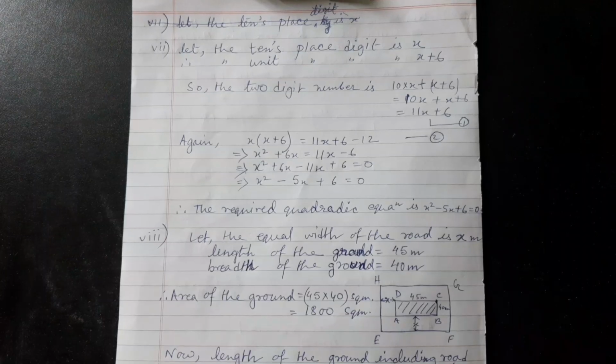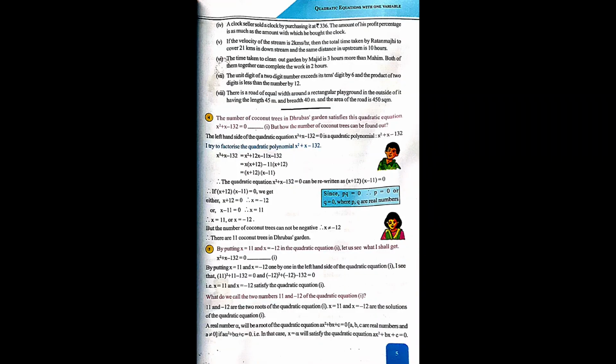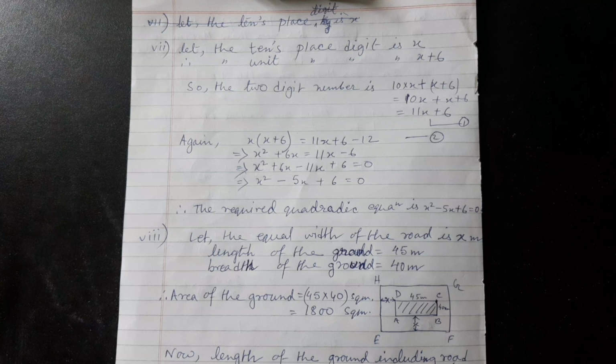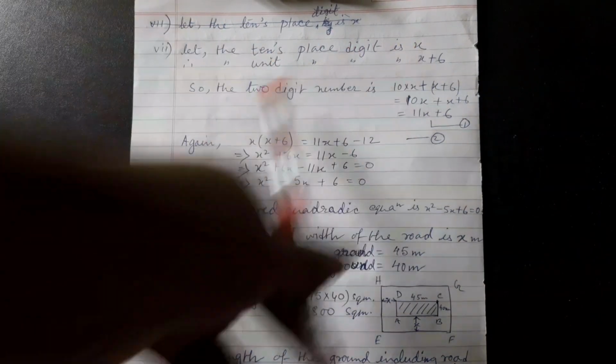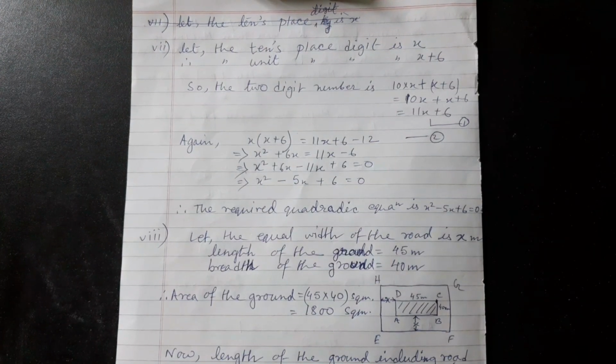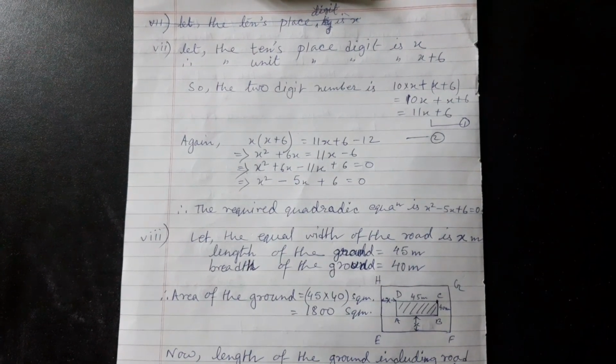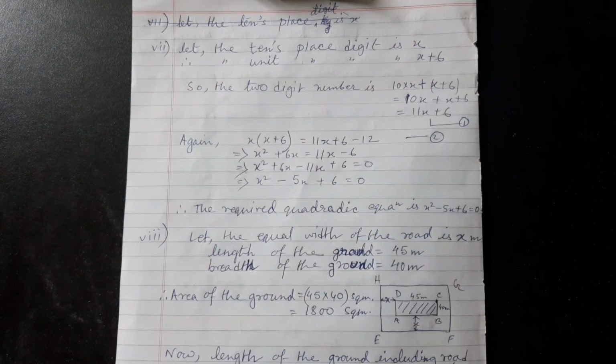Okay. Now, subpart 7. The unit digit of a 2-digit number exceeds its 10th digit by 6. And the product of 2 digits is less than the number by 12. So, first we have to assume the 10th place digit as x. Let the 10th place digit be x. Therefore, the unit place digit is x plus 6. It is 6 more than the 10th place digit. So, it is x plus 6.